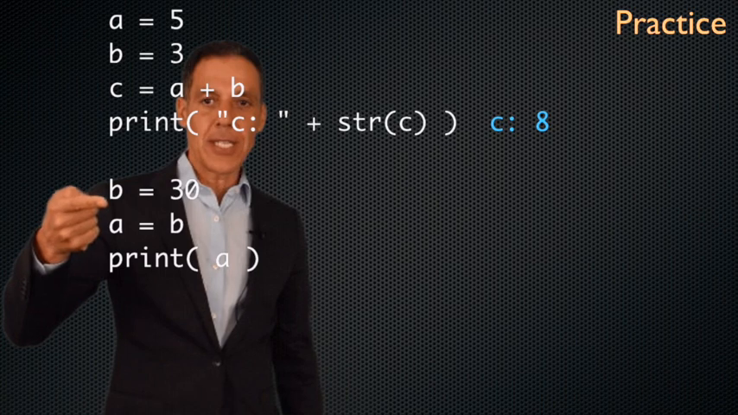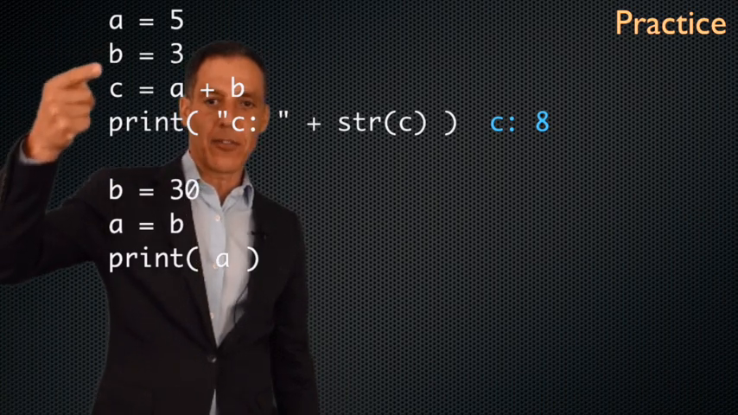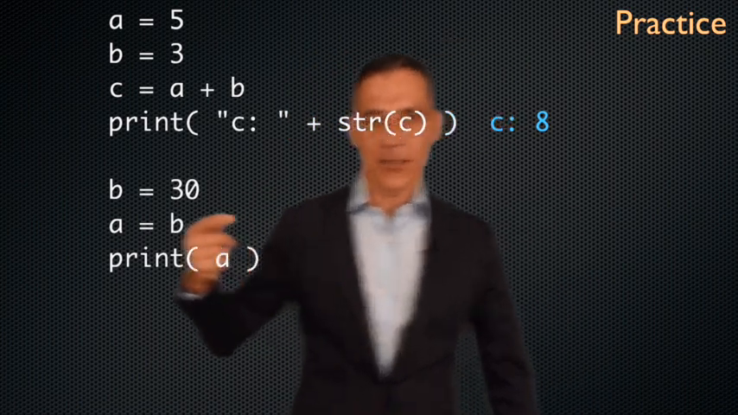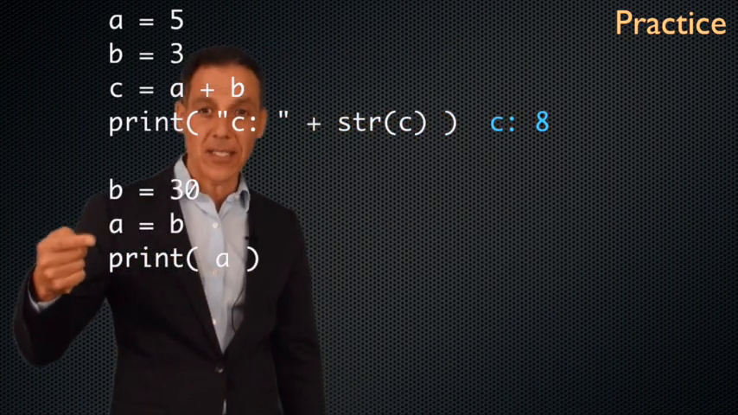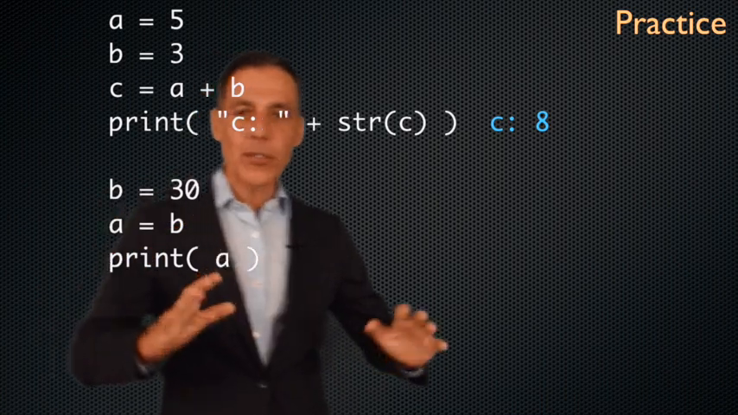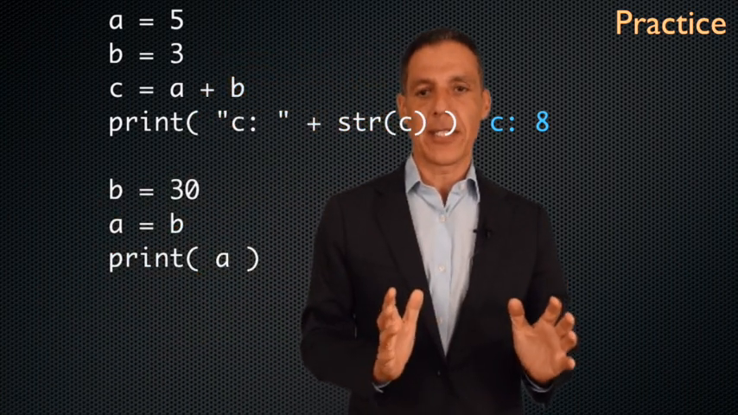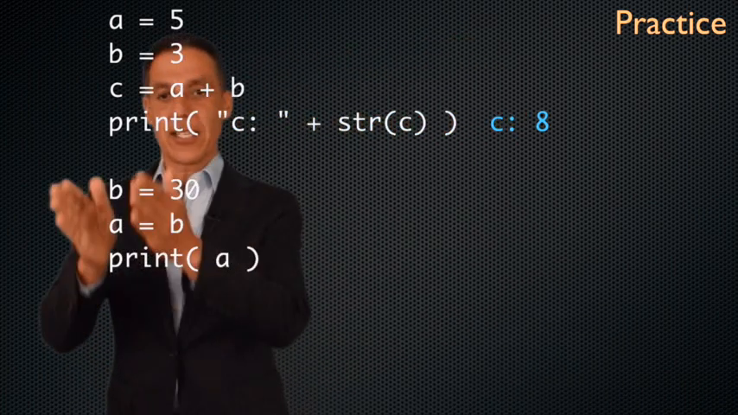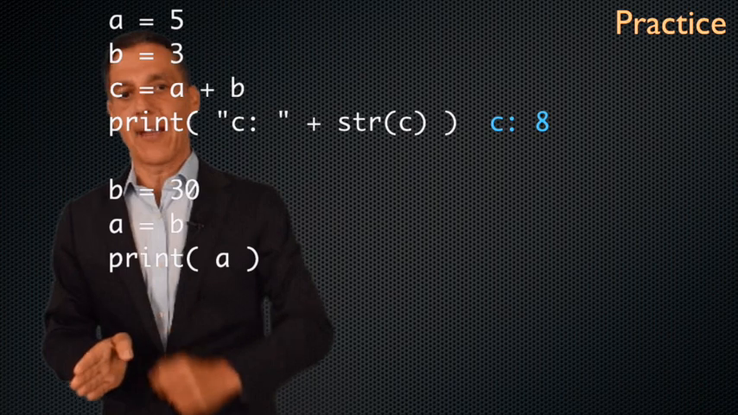All right, let's do another couple of examples. b is equal to 30, so of course that overwrites that value of b. a is equal to b. So what is that doing? Let me just say it a different way. a is being assigned the value of b. So always remember, on the right-hand side of an assignment operator is a value. On the left-hand side is the variable that will take on that value.